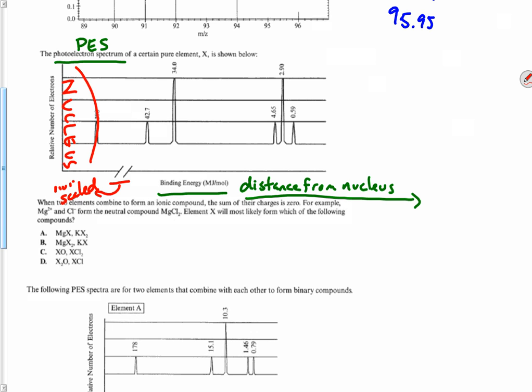I'm working outward. These are shells, okay? These are literal shells. I'm working outward.